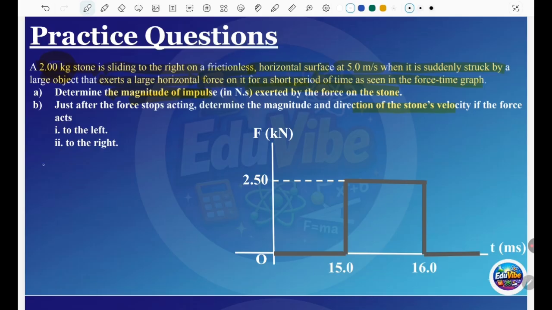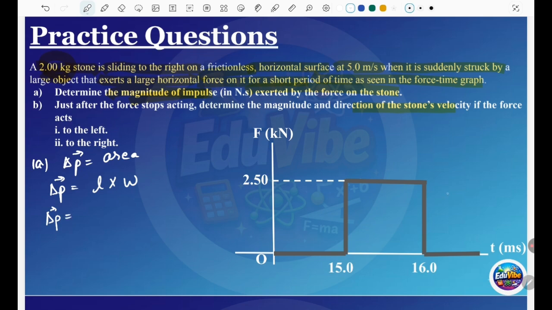So we have to find the change in impulse for part A. For the change in impulse, we have to calculate the area which is given. For the area, we have a scale over there, so it's length into width, or length into breadth, you can say.